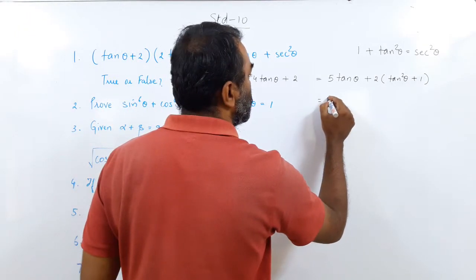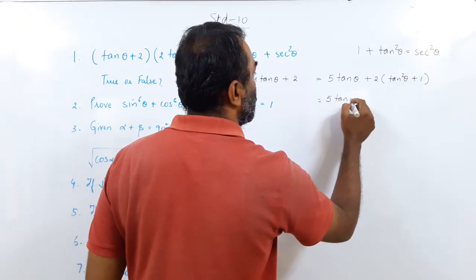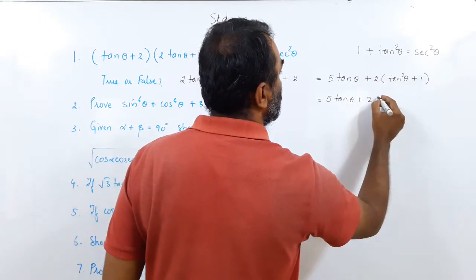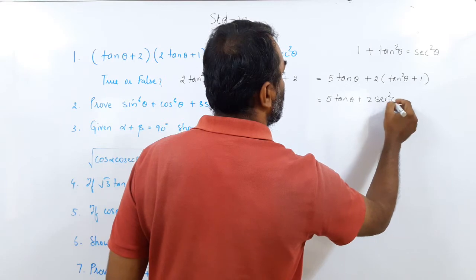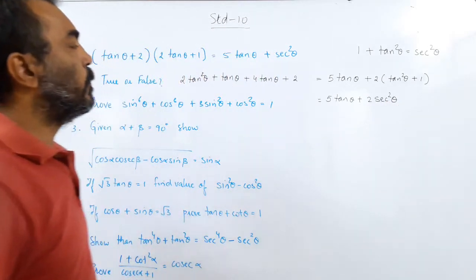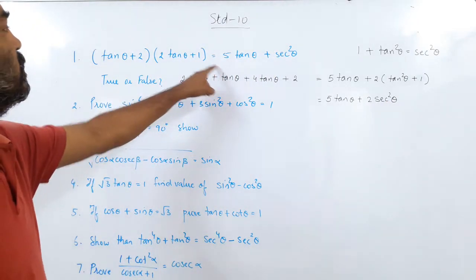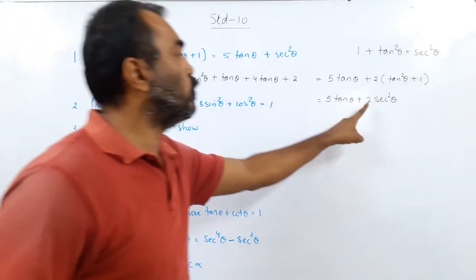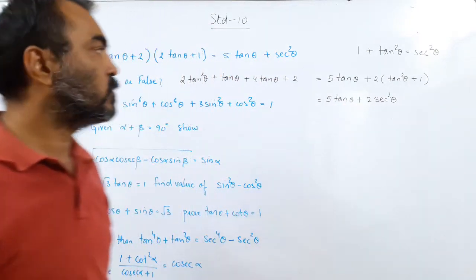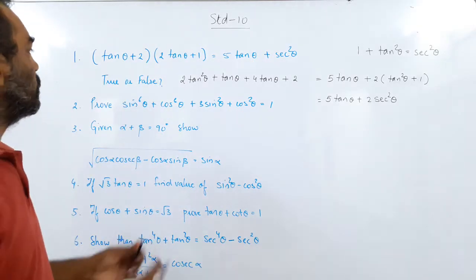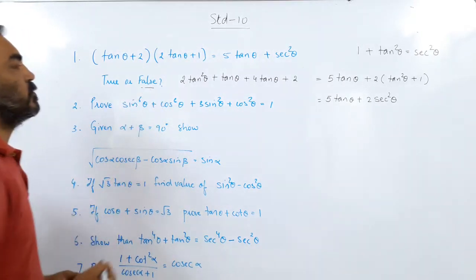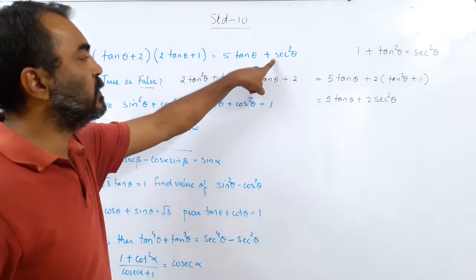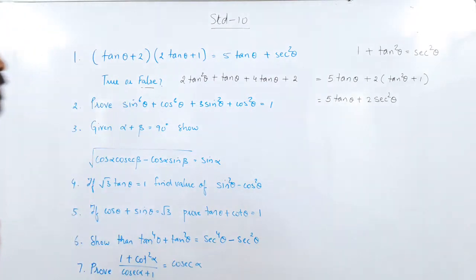So I get 5 tan theta plus 2. What is tan square theta plus 1? Sec square theta. Now compare. They have given us 5 tan theta plus sec square theta, but we are getting 2 sec square theta. So this statement is false, because we should have a 2 here. The 2 is missing. So this statement is false.